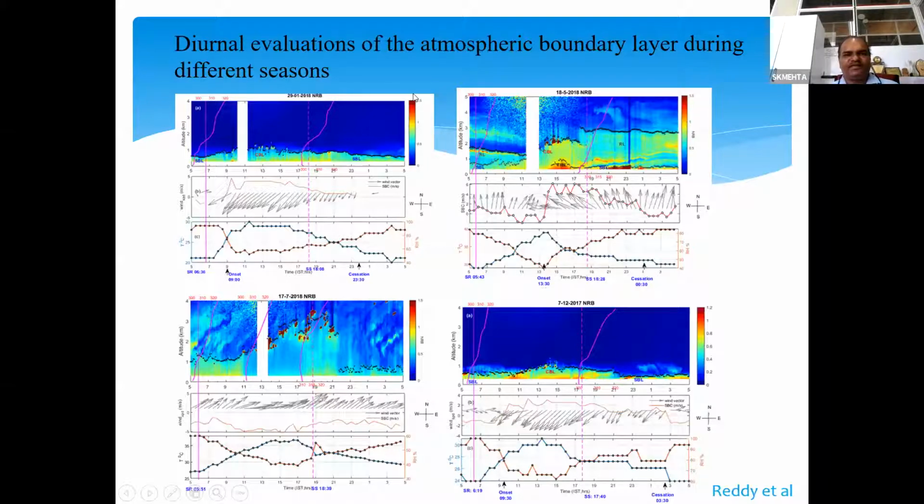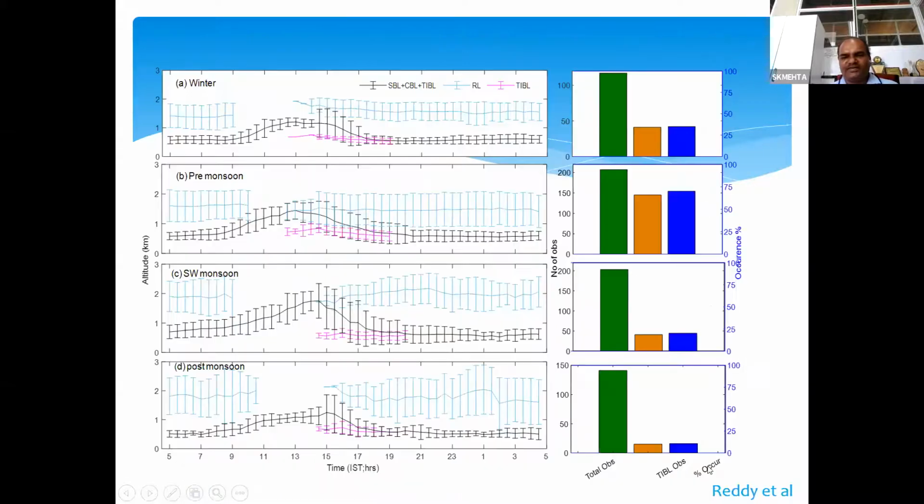So here we have made the statistics. We have the total observations, how many times the TIBL was observed, and the frequency of occurrence. And we have shown the mean ABL height and residual height, and the pink color shown here is the mean height of the TIBL when it is occurring. So we see the ABL variability over Katankulathur in all the seasons.